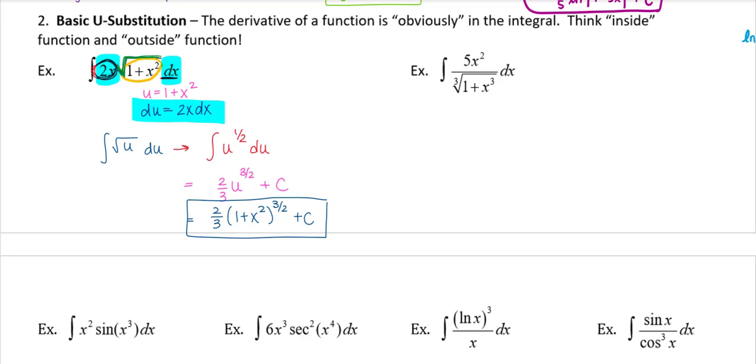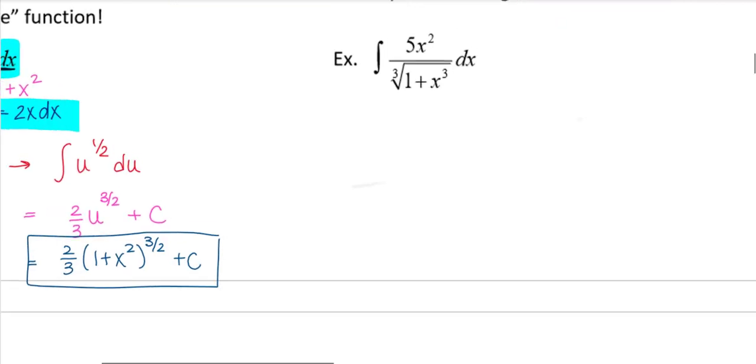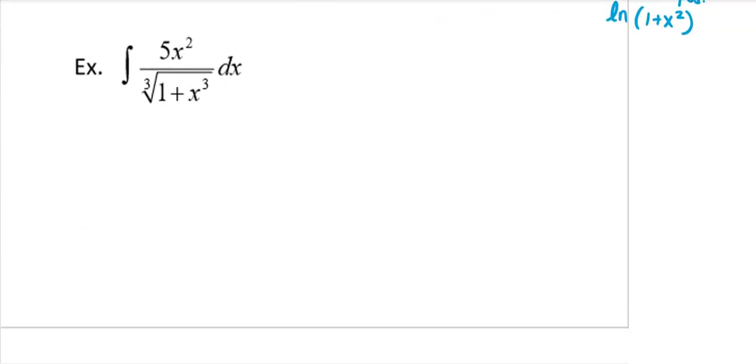Okay, so let's try this again. So I can see in this next example here that I want to try U substitution again. Now I have a third root. That's okay. I have a third root, or a cube root, of the quantity.